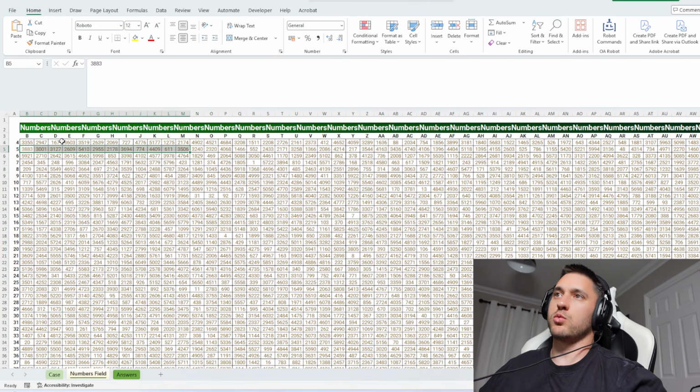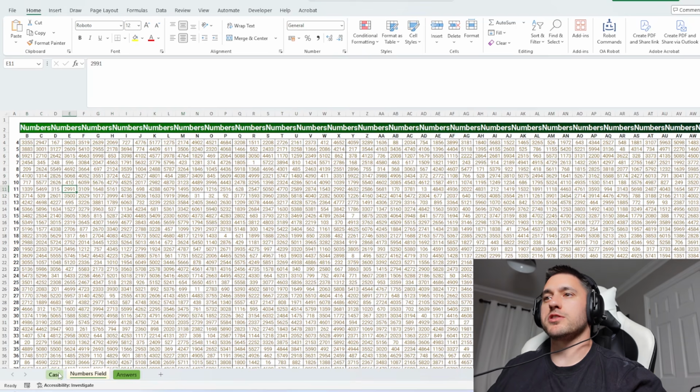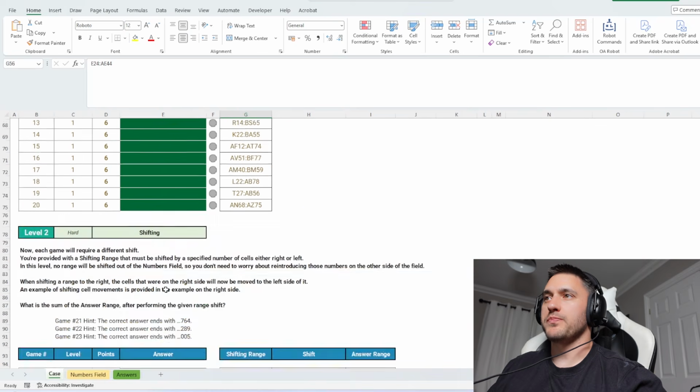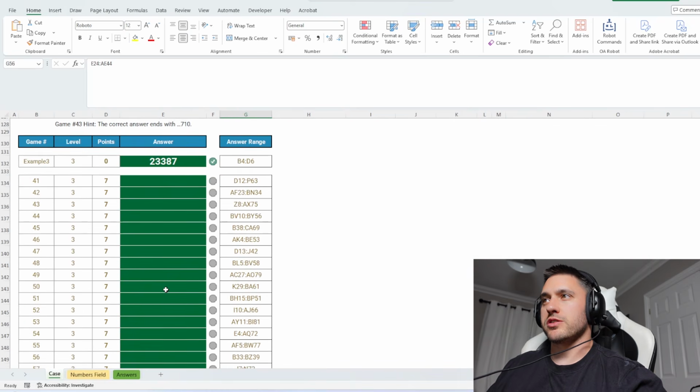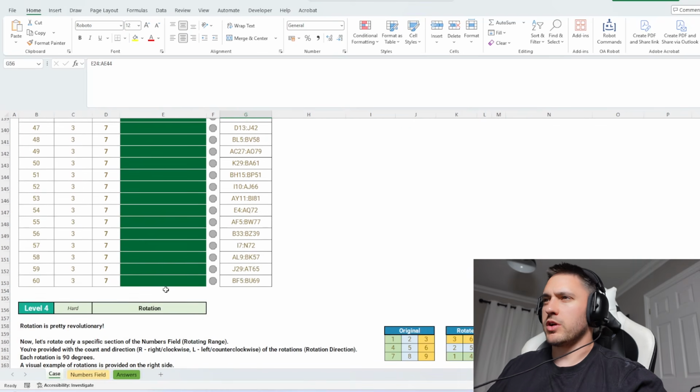So the numbers on the right would come to the left, and everything would shift along by the number of the row. You then had to pick out areas of the grid and sum them up. So that was kind of levels 1 and 2. Levels 3 and 4 were all about rotations.